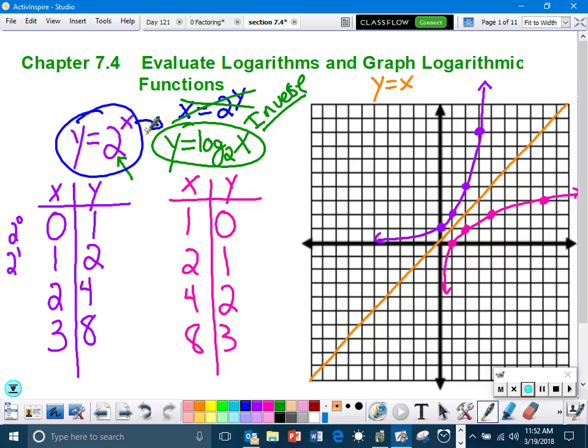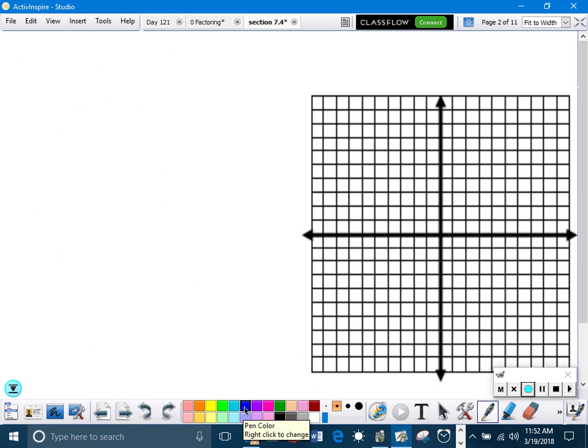Okay, let's look at another one. Anytime I'm going too fast, just pause and rewind. All right, moving on. So now I'm going to do y equals 3 to the x power. Okay, so I'm going to make a table.